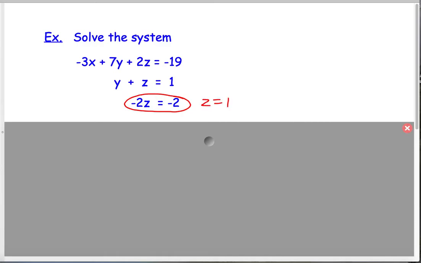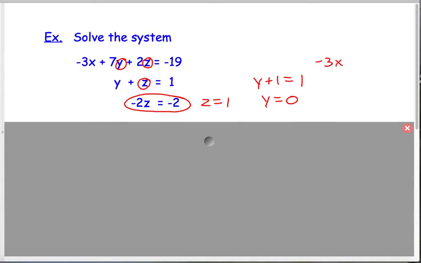And now that I know z is 1, I can use the second equation, plug in 1 for z, and figure out what y is equal to. So y is equal to 0. And now that I know z and y, I can plug those into the first equation, and then I can figure out what x is equal to.